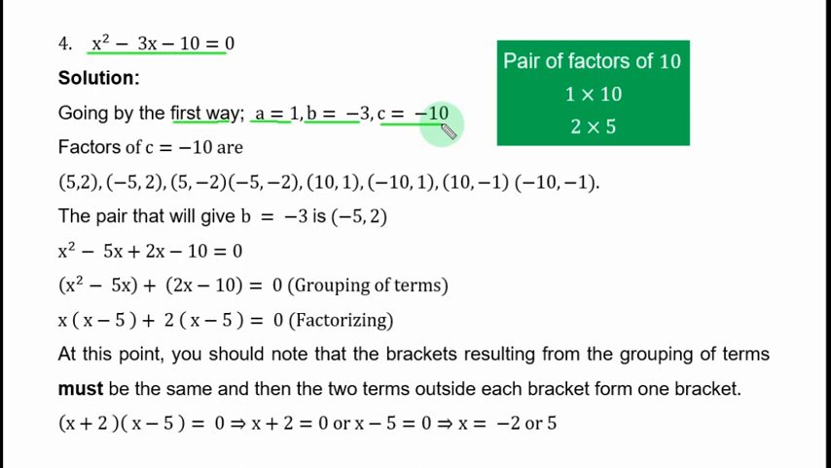Alright, so we look for two factors of 10. First, we are considering this without the minus sign. Of course, it must be there as time goes on. To achieve that easily, we try to list out the pairs of factors of 10, and the only pairs we have are 1 times 10 and 2 times 5. So from these two pairs, you look for the pair whose product is minus 10 and the sum is minus 3.